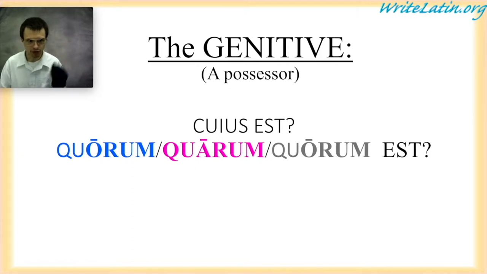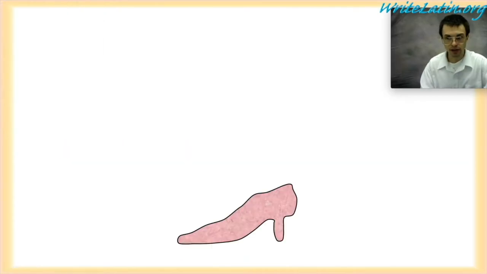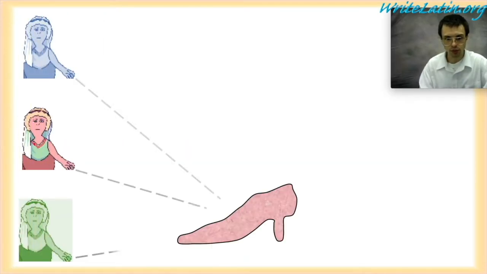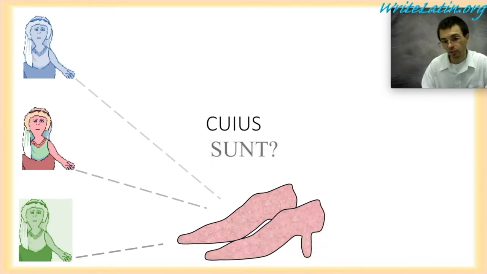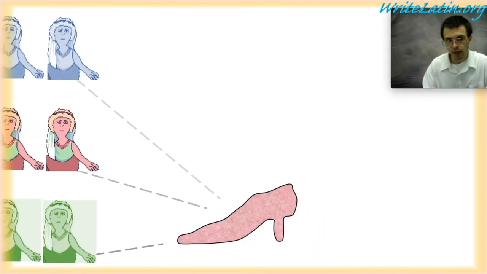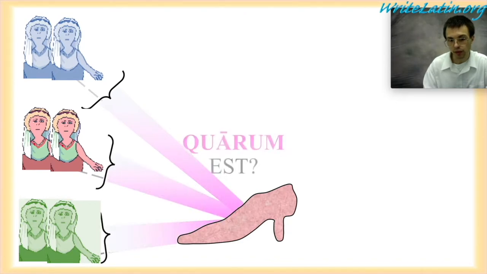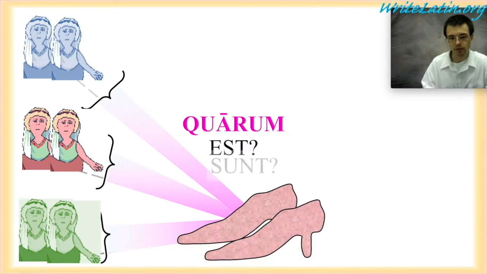Now let's move a row down to the genitive. A possessor is indicated by this. Whose or of whom? So if the possessor is one, then it's cuius. If there are several possessors, a whole group, it's going to be quorum or quarum. Okay, so if I have this shoe here, who lost their shoe? Whose is it? Cuius est. If there's plural, whose are they? Whose is it? Now if there's a whole group of women, quarum est, of which women is it? Quarum sunt.